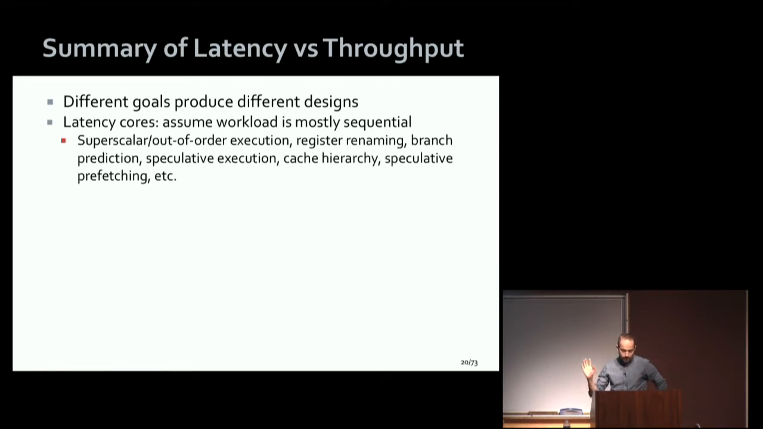So again, different goals produce different designs. It wasn't like Intel didn't know about this. This was very well known by the people in the architecture, but then they were targeting different domains. Latency cores are designed for sequential tasks, and you put a lot of expensive things, out of order execution, register renaming, branch prediction, a lot of fancy prefetchers to make sure that latency is optimized.